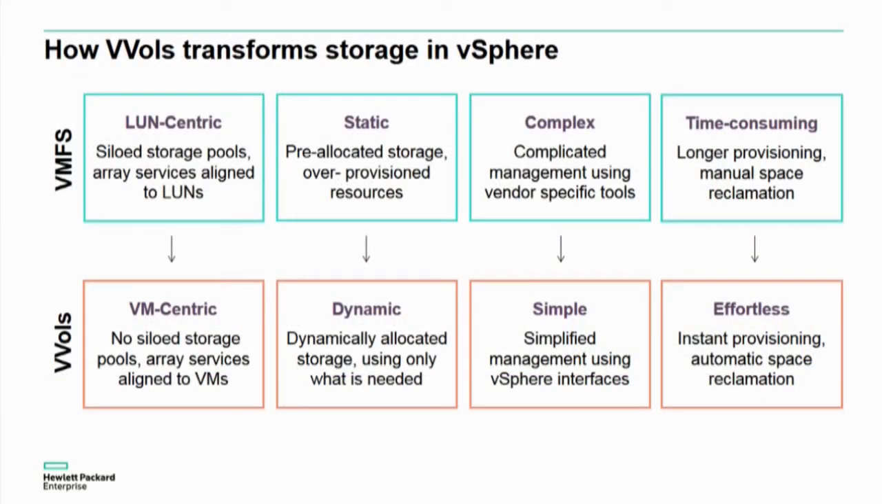So if we look at how VVols transform storage in vSphere from the current model with VMFS and NFS to VVols, we go from being very LUN-centric to VM-centric. There's really no more LUNs to manage. We're not siloing the storage array up with LUNs, and we're aligning the array services directly to virtual machines. We're going from being very static to very dynamic. Everything is reclaimed and provisioned automatically.